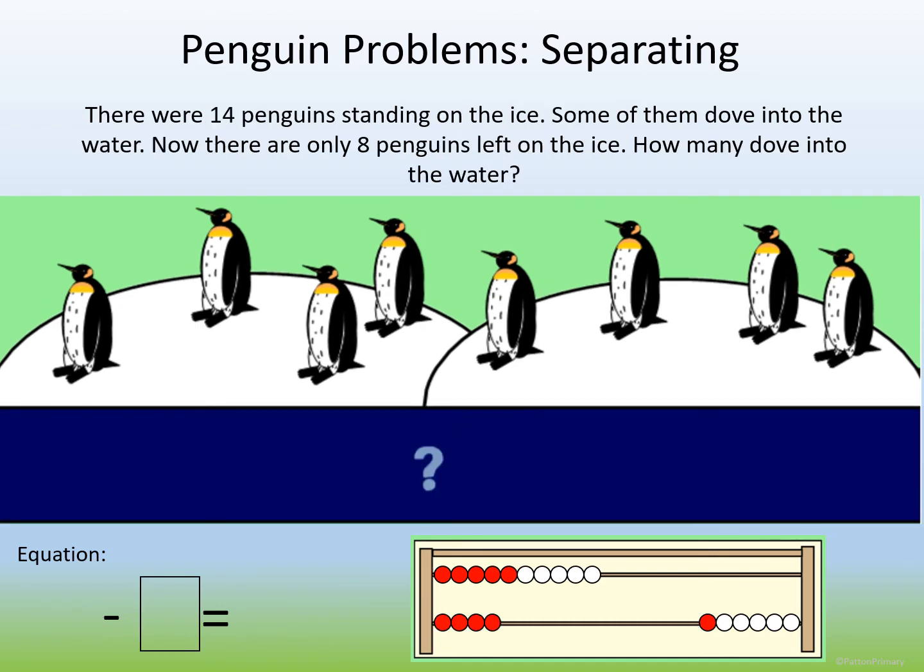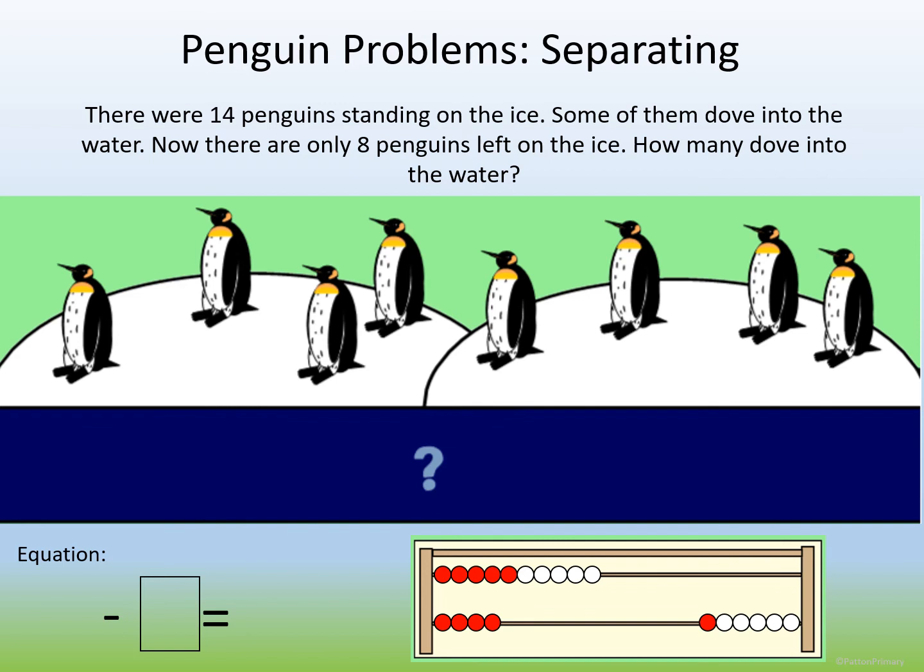Another separating story problem. Let's read it together. Ready, begin. There were 14 penguins standing on the ice. Some of them dove into the water. Now there are only 8 penguins left on the ice. How many dove into the water?